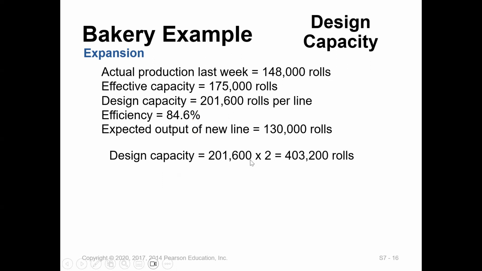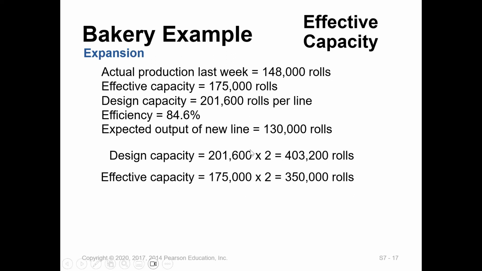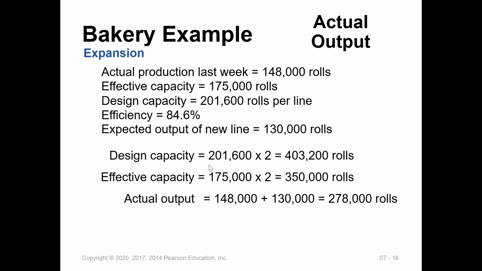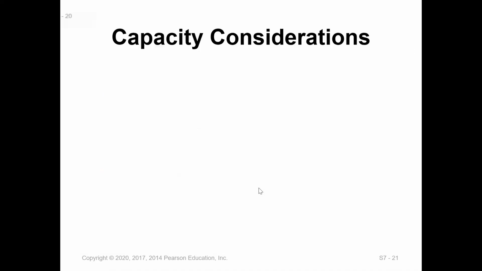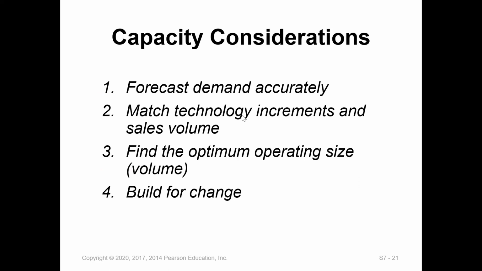Another example, a similar example. Efficiency 80, with design capacity and expected output if they added a new line. So they added a new line. As I said, it's a straightforward process, okay? Capacity decisions impact all decisions, operations, management, as well as other functional areas of the organization. Capacity must be integrated into the organization's mission and strategy.